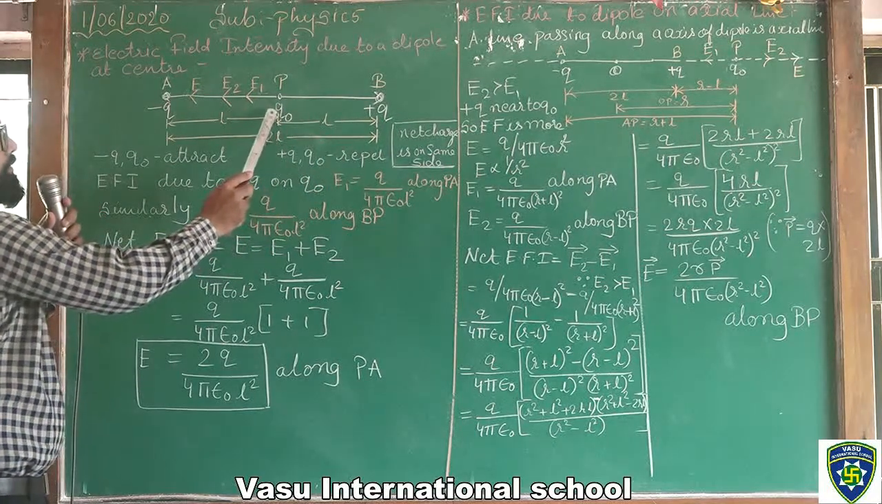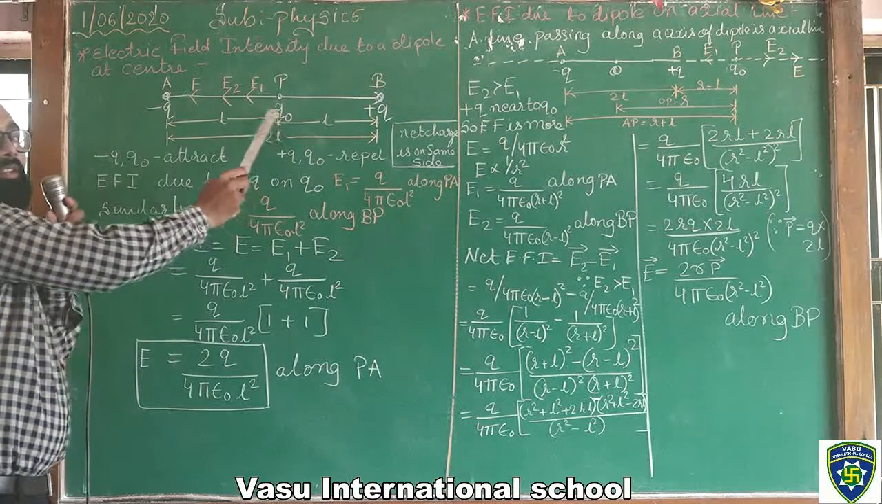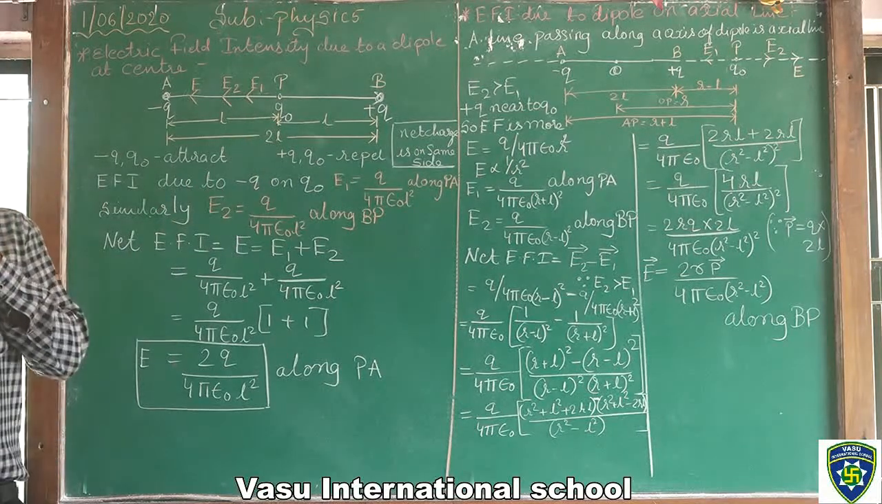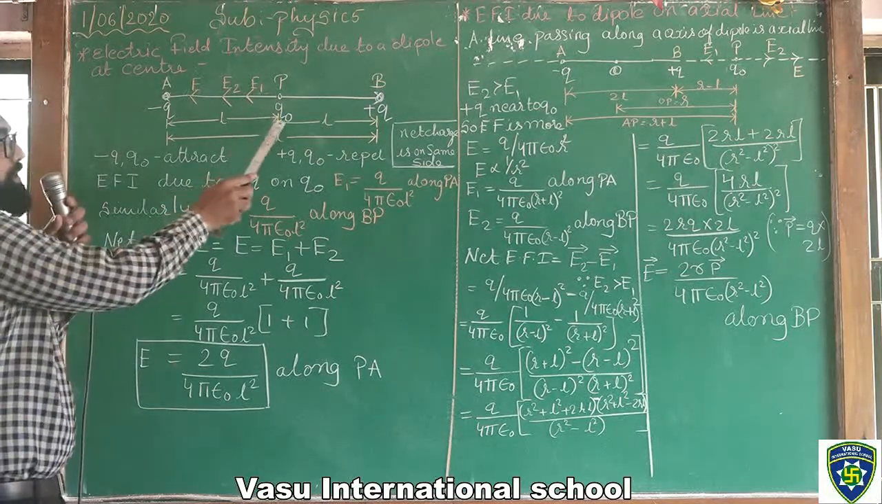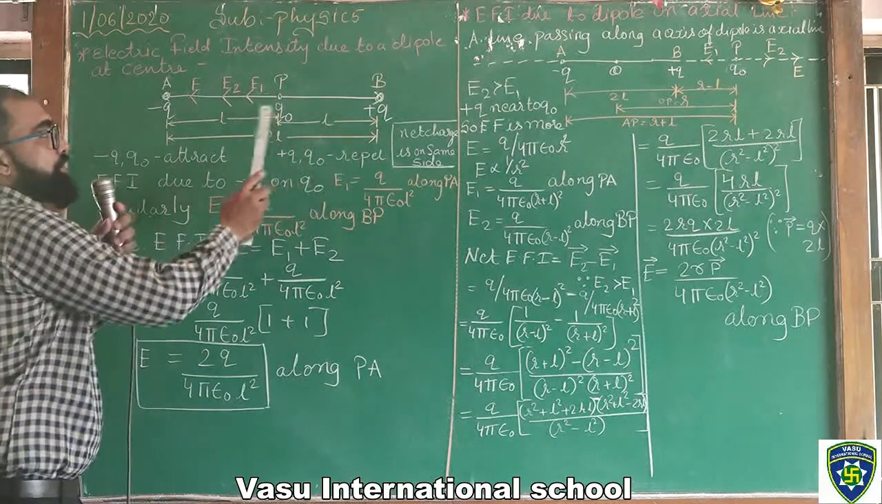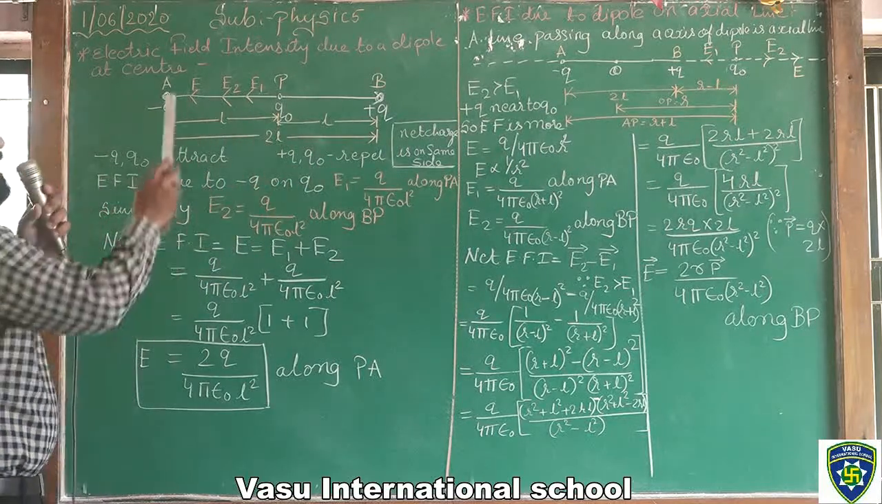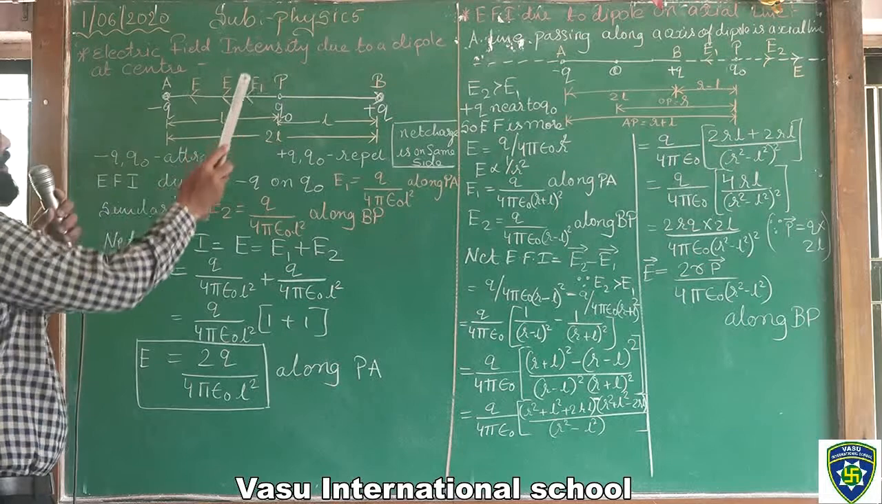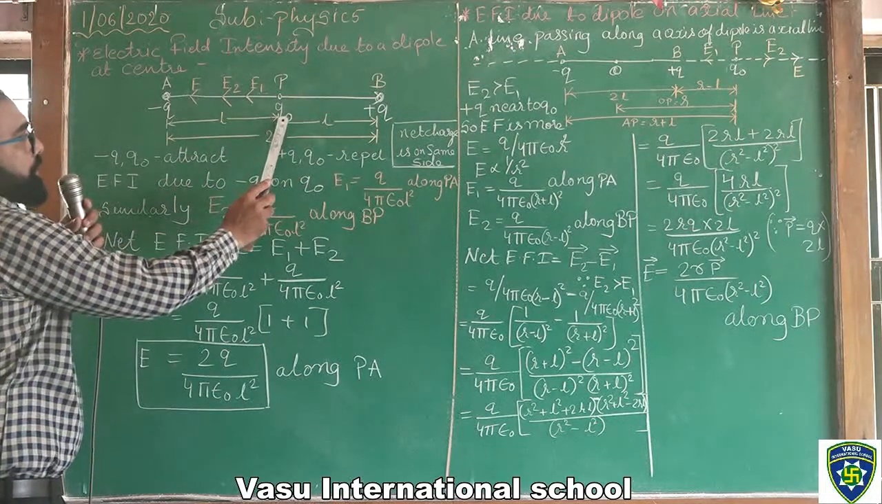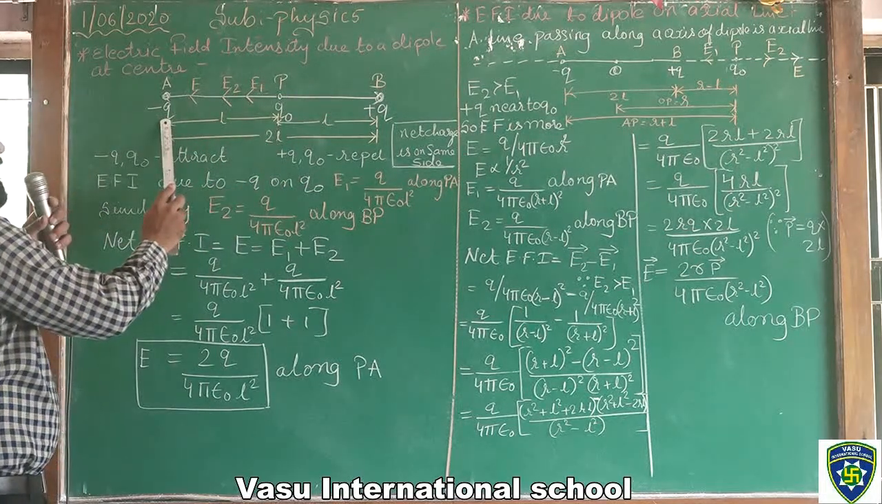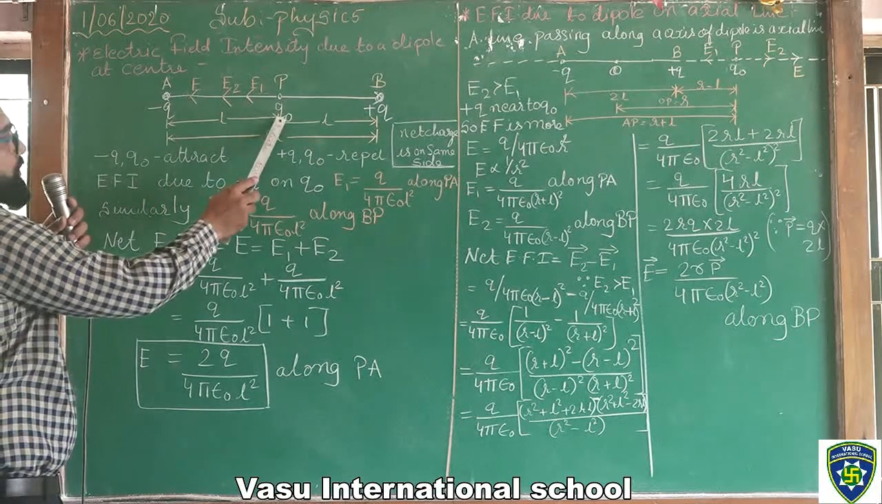Here we are having a small test charge, because if the charge is more than minus Q or plus Q, then we can't check the electric field intensity. Okay. So from Q0 to minus Q, it is a minus Q and it is a plus Q.